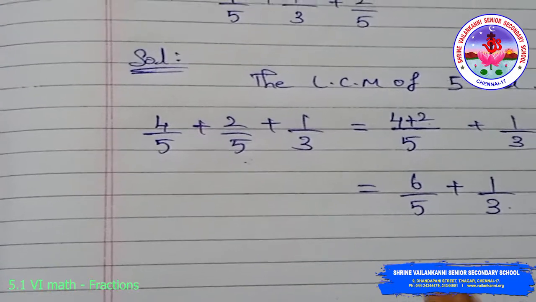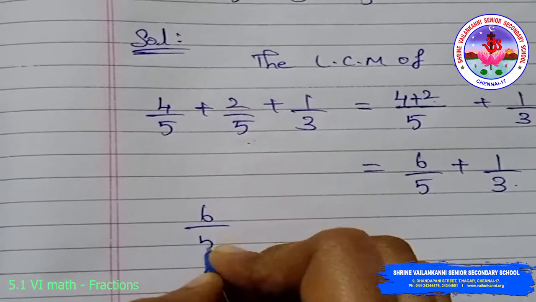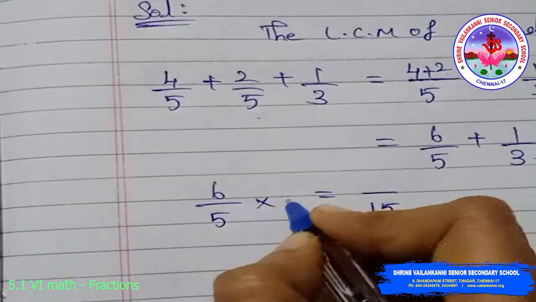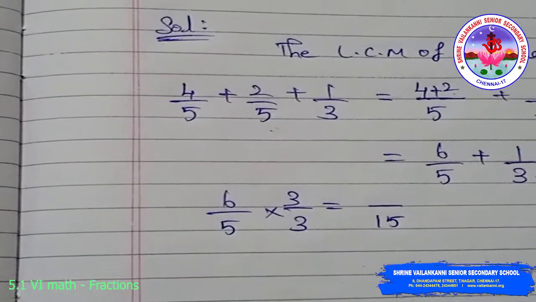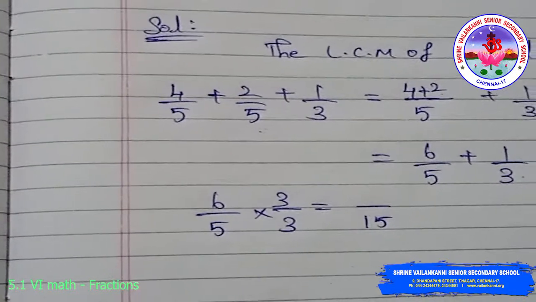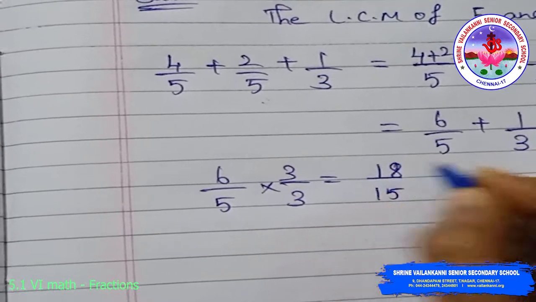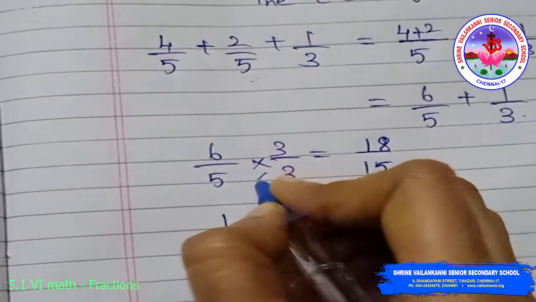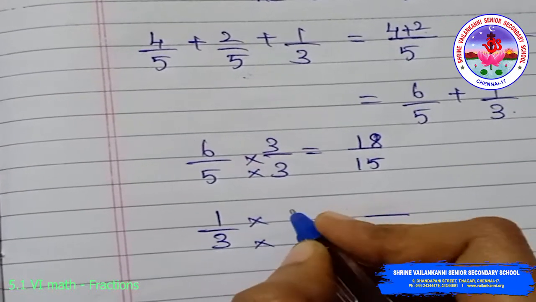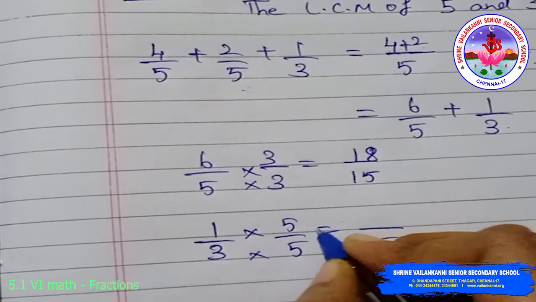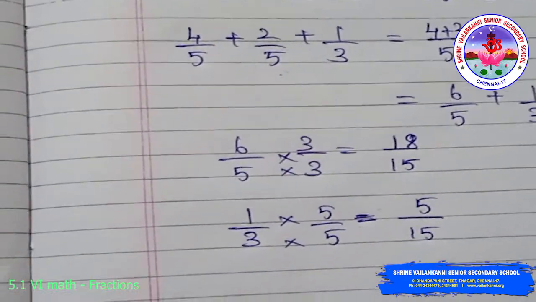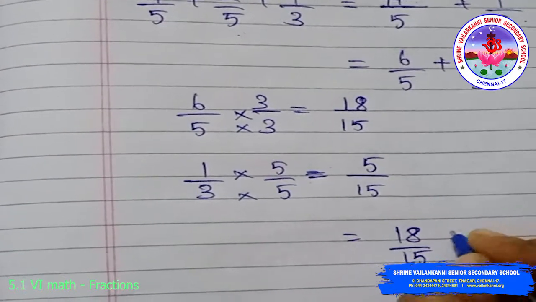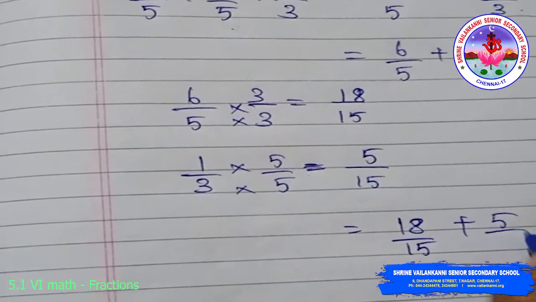Now 6 by 5. First convert to an equivalent fraction with denominator 15. In the 5 table, 3 times 15. So 3 is the common factor for numerator and denominator. Multiply by 3, that is 18. Next 1 by 3. In the 3 table, 5 times 15. So multiply 5 by numerator and denominator. 6 by 5 is 18 by 15, plus 1 by 3, the value is 5 by 15.